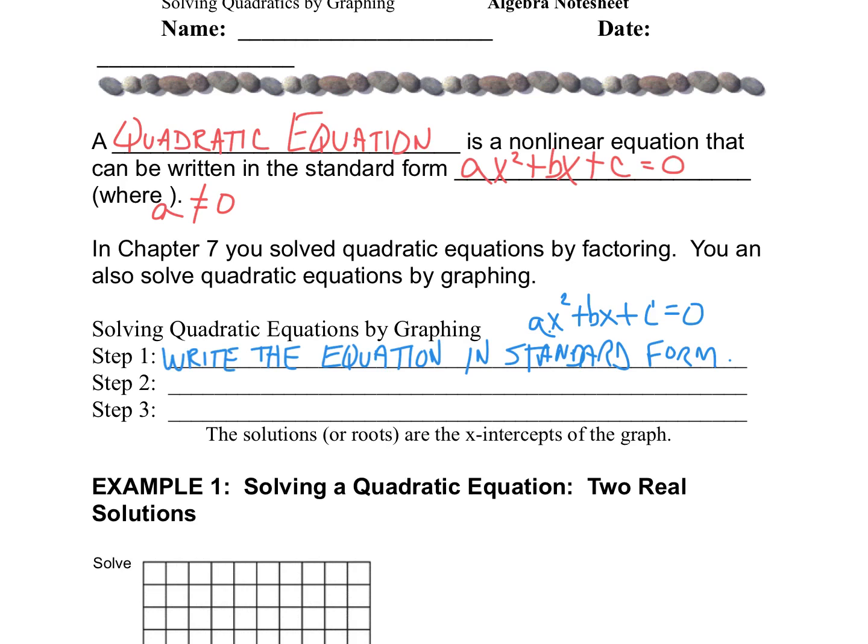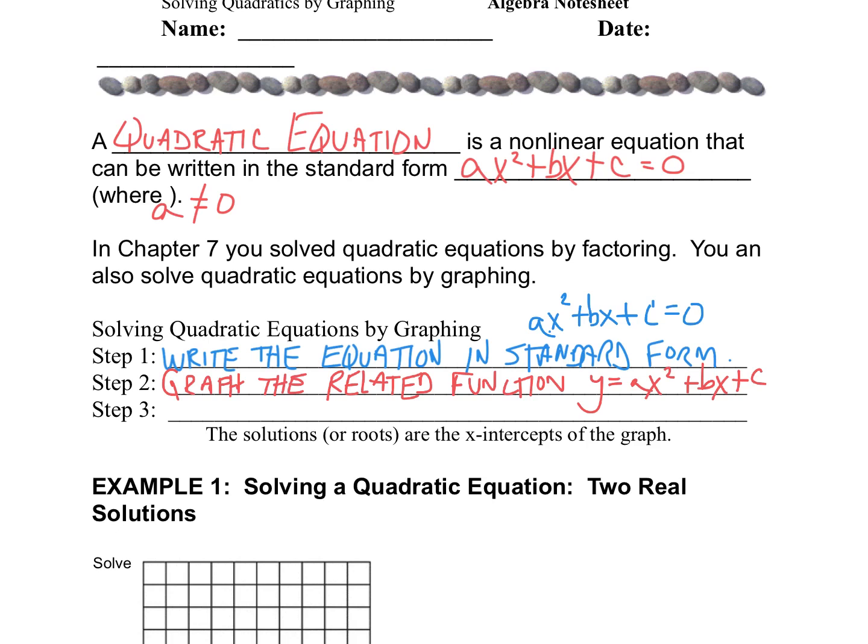Step 2, we're going to graph the related function and take the 0 and just make it a y. So we're going to graph the function y equals ax squared plus bx plus c. We'd use negative b over 2a to find the axis of symmetry, use that x value, which is part of your vertex, to find the y value, and then make your table so that you can find what the graph of that function looks like.